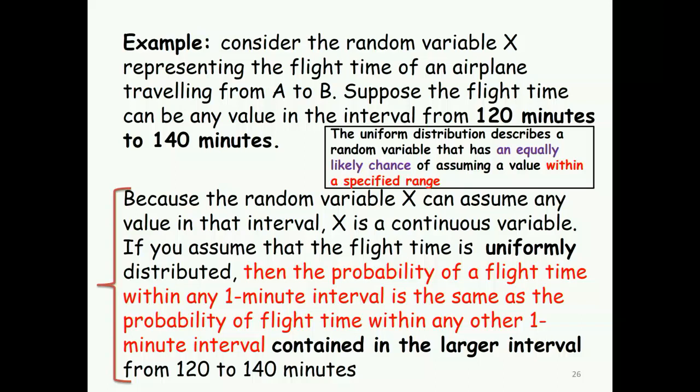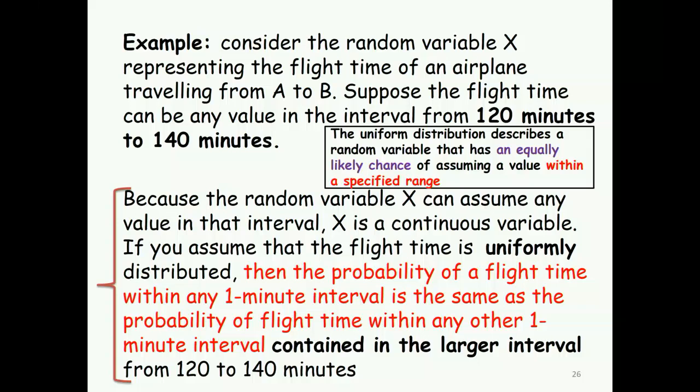Consider the random variable x representing the flight time of an aeroplane traveling from A to B. Suppose the flight time is between 120 and 140. So we are making some assumptions, but this is time. Time is a continuous variable. It could be 120.0001, 120.0003, until the end. There are a lot of possibilities.